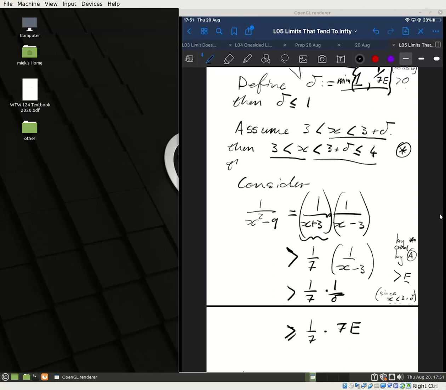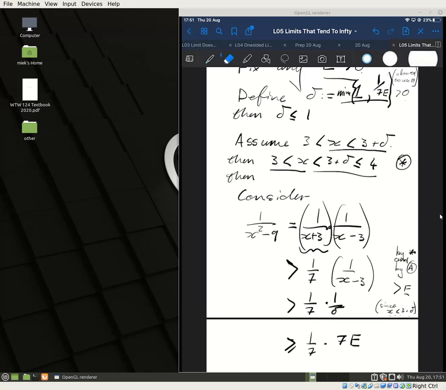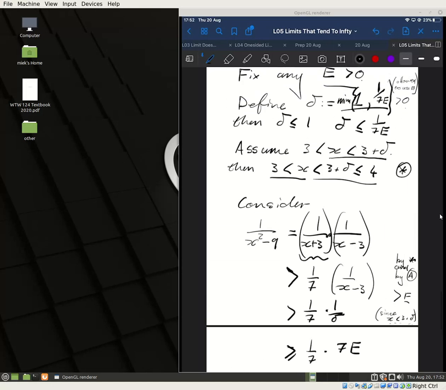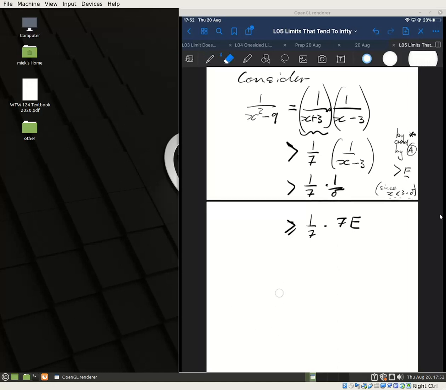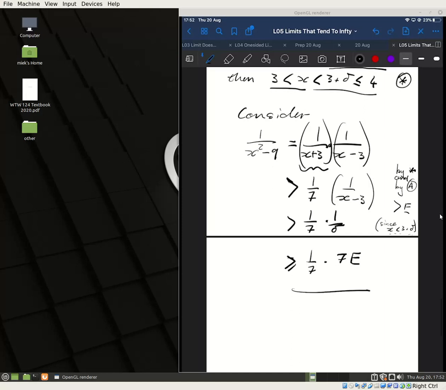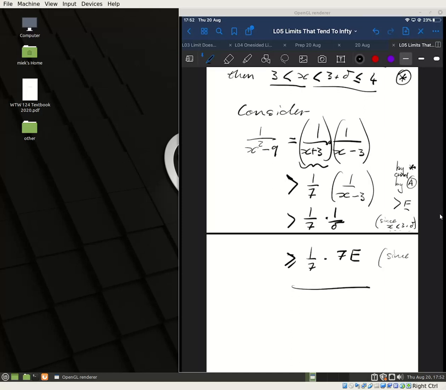Then actually over here, delta is less than or equal to 1 over 7e, and since this is true, we get finally that this is true. So let's write here, since delta is less than 1 over 7e, then 1 over delta is greater than 7e. The 7's cancel, and we are left with e. And we are done.